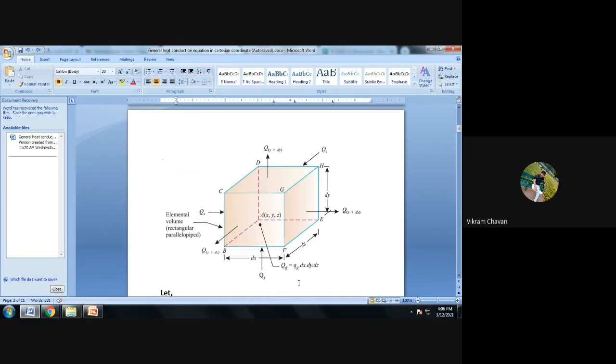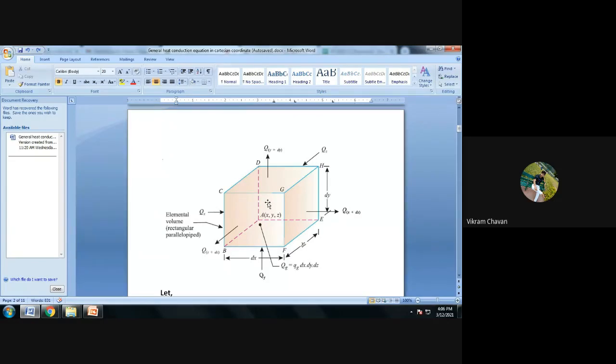In this way, for the y direction also, q suffix y amount of heat is entering the element, whereas q suffix y plus dy amount of heat is leaving the element. And this is the Cartesian coordinate system. For that purpose, we have considered the x, y, z axes only.